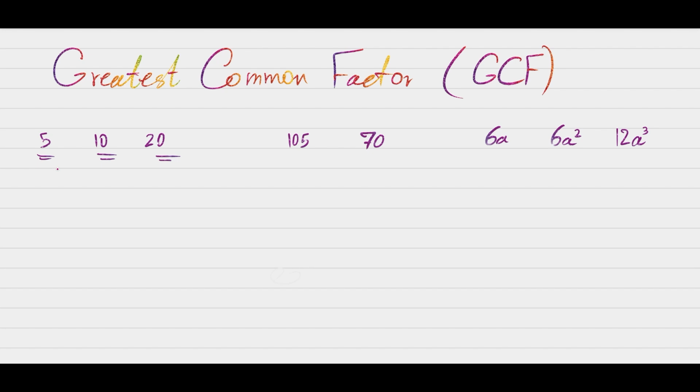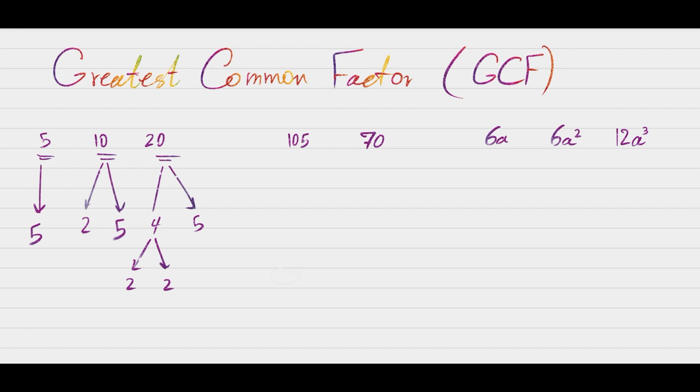5 broken down into its prime numbers is going to be just 5. 5 is already a prime number, so the only factor of 5 is going to be 5 itself. 10 broken down into its prime numbers will be 2 and 5, and 20 broken down into its prime factors will be 4 and 5, and 4 can be broken down into 2 and 2, so we can't go any further. With the monomials broken down into their prime factors at this point, we're looking for the factors that are common to all three of our monomials.